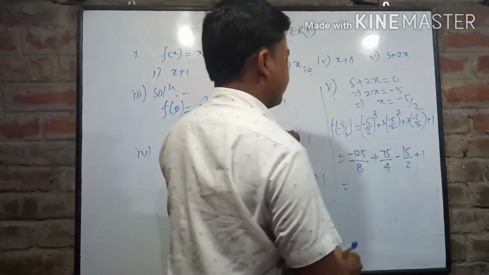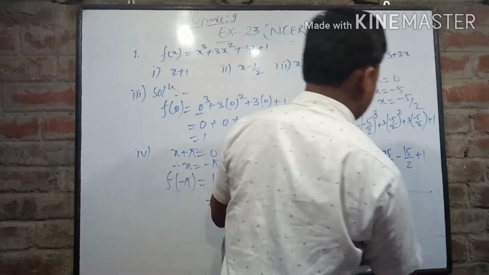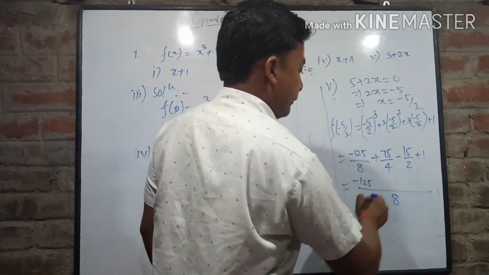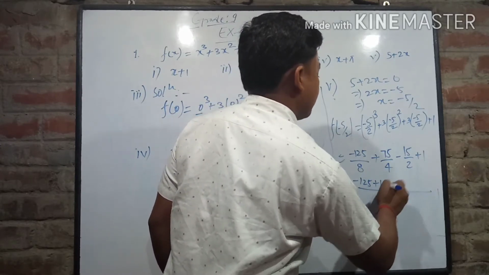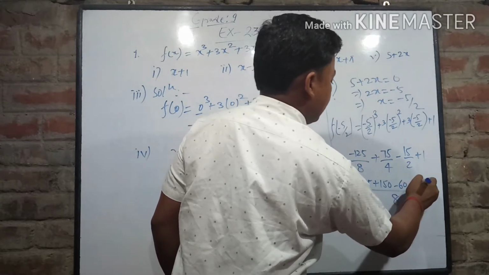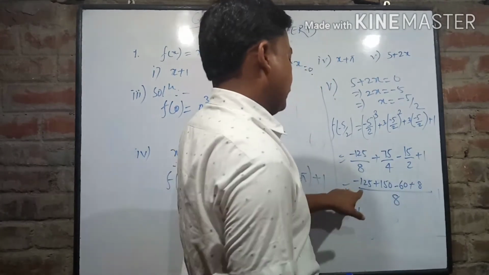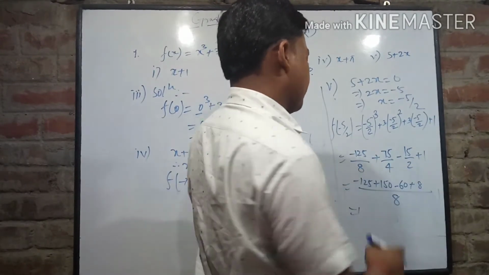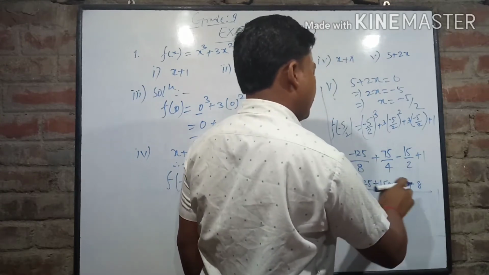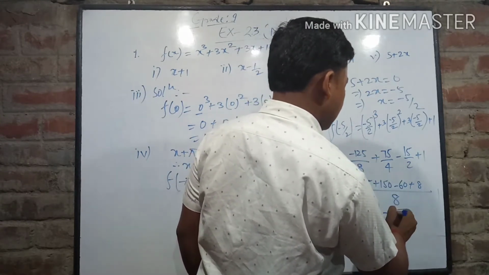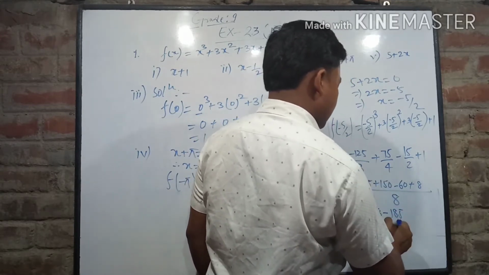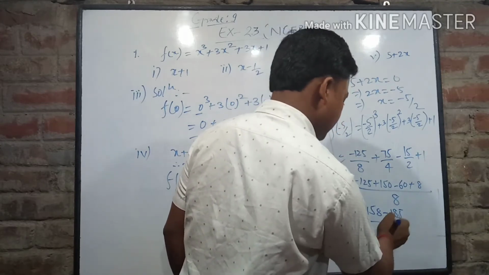If we simplify them, LCM is 8. Minus 125 plus 150 minus 60 and plus 8. These two negative terms and these two positive terms. If we add 150 plus 8, that is 158, and 125 and 60, that is equal to minus 185 upon 8. So this will be our answer.